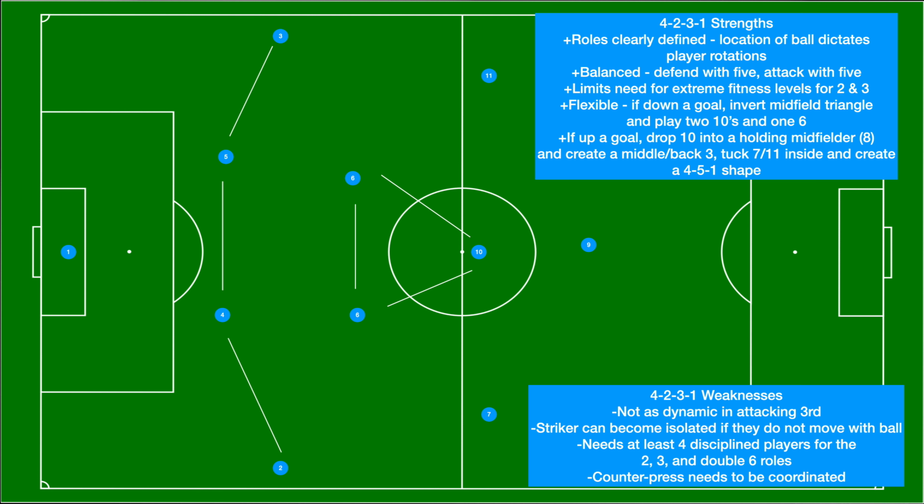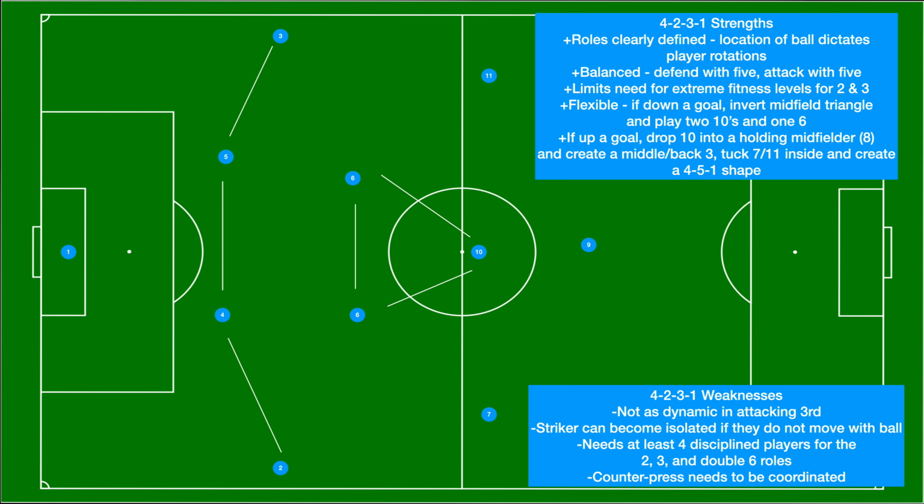The striker can become isolated if they do not move with the ball. If the striker is static and just stands around, they can become a lonely figure up front that doesn't get service. The striker also should be able to play with their back to goal, that if they receive a long ball, they can hold the ball up while the rest of the team moves forward, where then they can play backwards to the 10 or one of the on-rushing 7 or 11 and then turn and go.